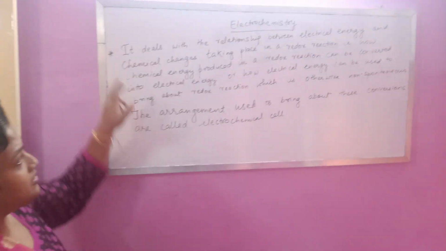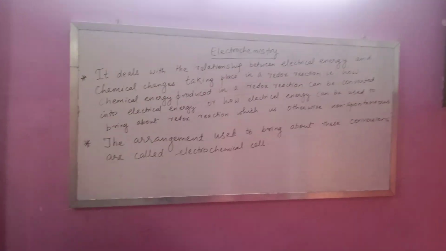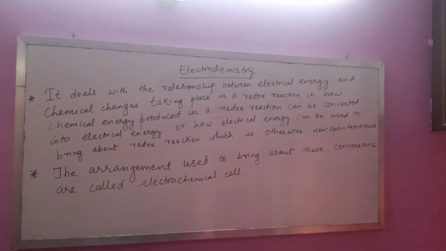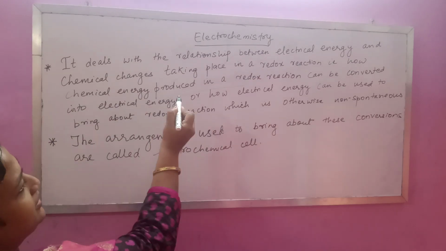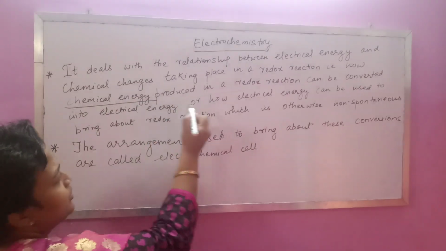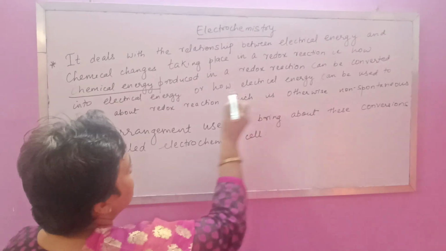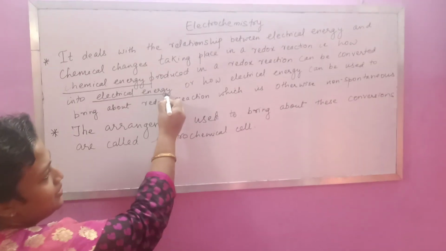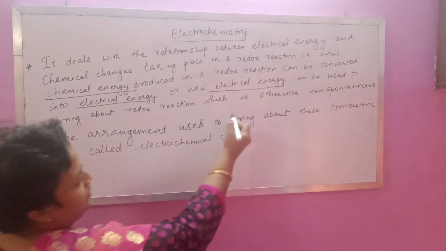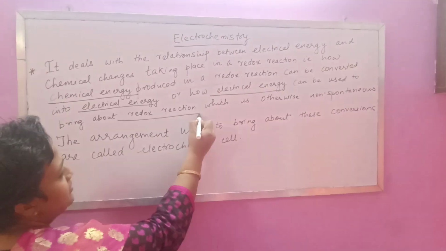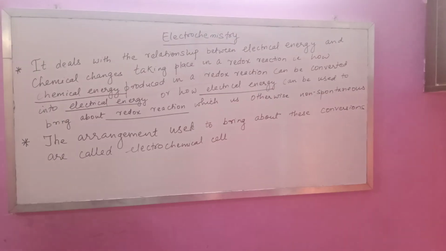Just see the definition. What is electrochemistry? It deals with the relationship between electrical energy and chemical changes taking place. That means the main thing is what? That chemical energy produced in a redox reaction can be converted into electrical energy or vice versa. That means electrical energy can be used for a redox reaction, which may be non-spontaneous in nature.